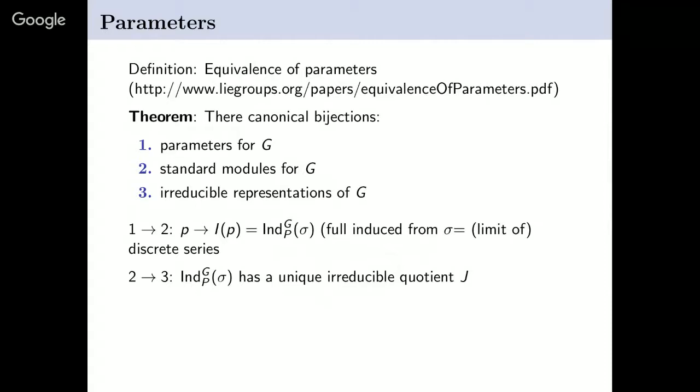And so that irreducible quotient is denoted J, and the bijection from 2 to 3 is given by taking the irreducible quotient of the standard module. And so when you compose those, you get the bijection from 1 to 3. If you give me a parameter p, attached to it is an irreducible representation denoted J of p, which is the unique irreducible quotient of I of p. Okay.